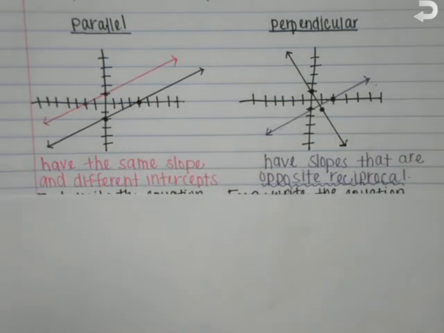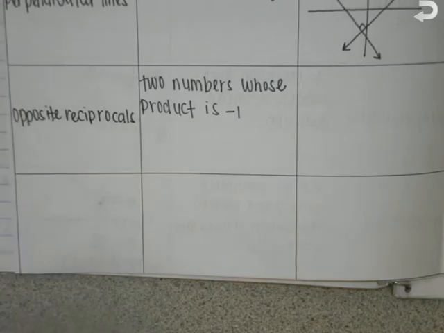So perpendicular lines have slopes that are opposite reciprocals. And then we're going to add the term opposite reciprocal to our vocabulary. Okay, so the official definition of opposite reciprocals are two numbers whose product is -1. And then I will give you an example in just a second.